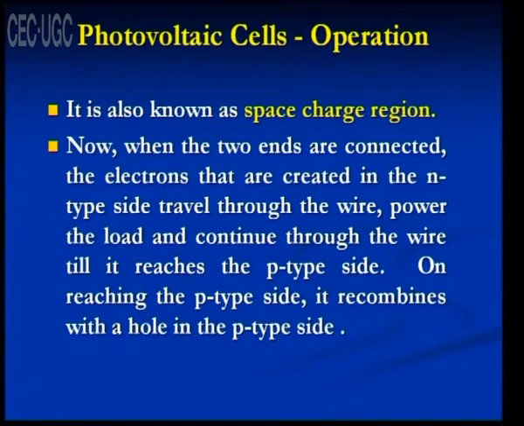On reaching the p type side, the electron is once again going to recombine with a hole in the p type side. So, this is the normal functioning of the electron and hole movement that is happening in the photovoltaic setup.